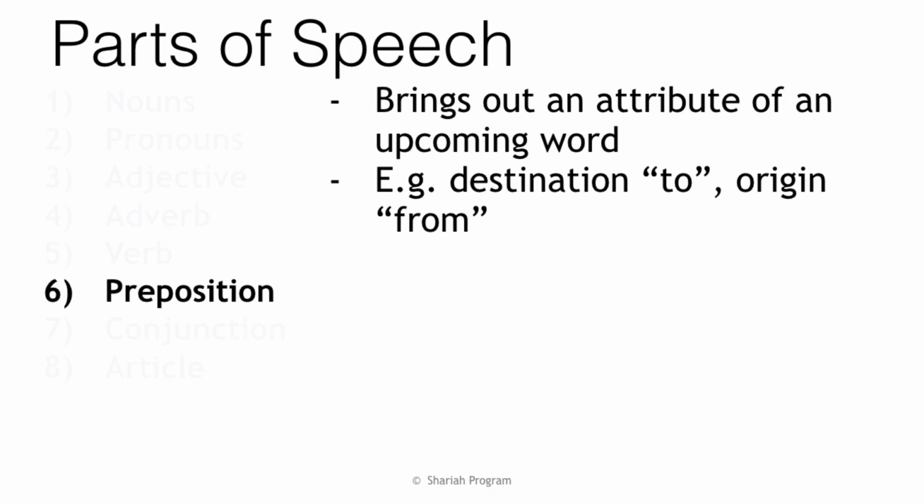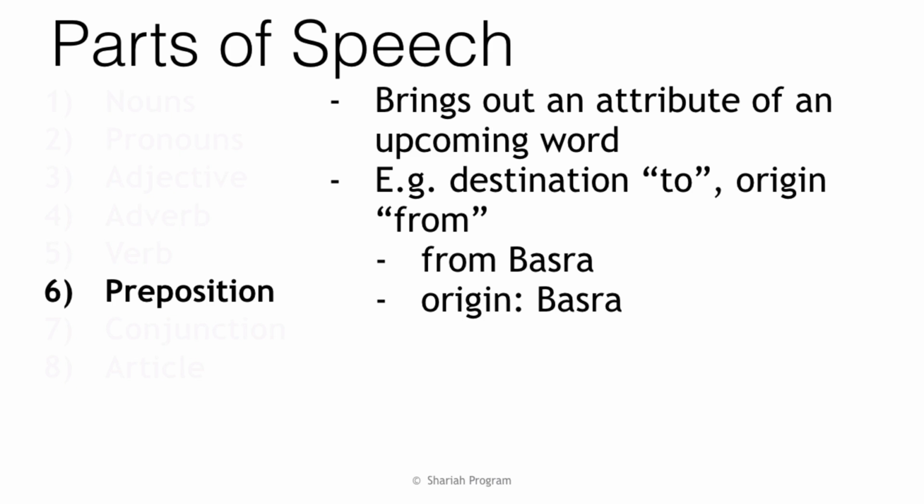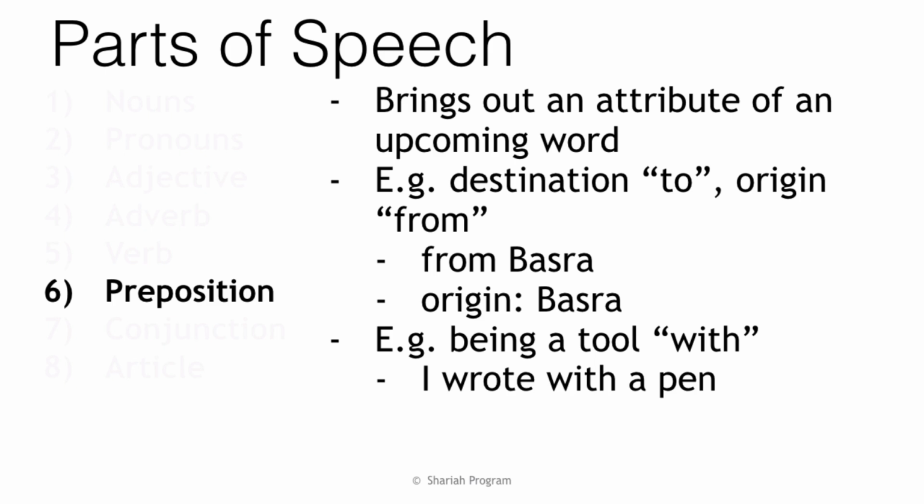So what the word from did is it told us that Basra is the origin of the travel. And if you take away the from, and you say only, I traveled Basra, then the meaning changes, because it doesn't have to be origin anymore. Rather, I traveled Basra means I took a tour. You see? So it's incredibly important, the word from. It told us something about Basra that otherwise we would not have been able to understand. Another example is the word with. That's a preposition also, and it indicates that the upcoming noun is a tool. So I wrote with the pen is telling us that the pen was the tool for the writing.